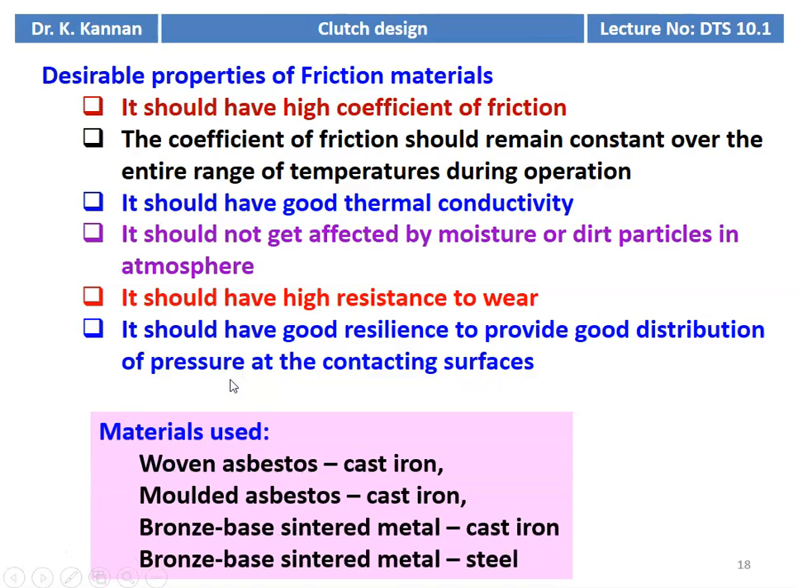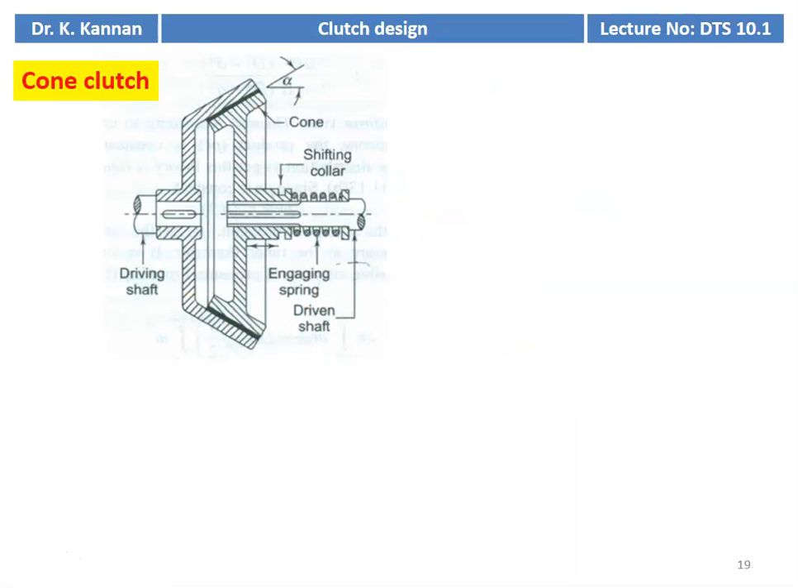The materials used are woven asbestos and cast iron, molded asbestos and cast iron, bronze based sintered material with cast iron, and bronze based sintered metal with steel. So these are all the material combinations used for the friction material. And the next topic is the cone clutch. So look at the cone clutch.